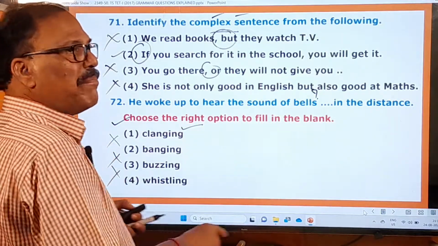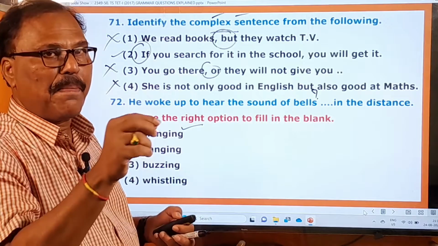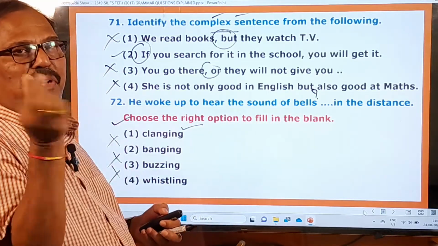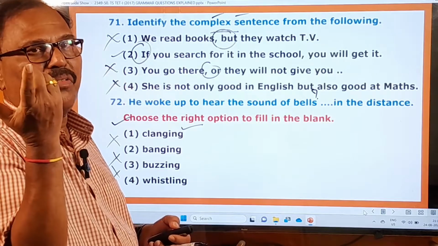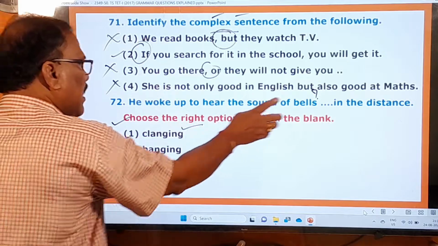And buzzing means making a humming sound like bees. Like that, buzzing. And whistling means making a whistling sound. The guard of a train will give a whistle. So this clanging is the correct one.